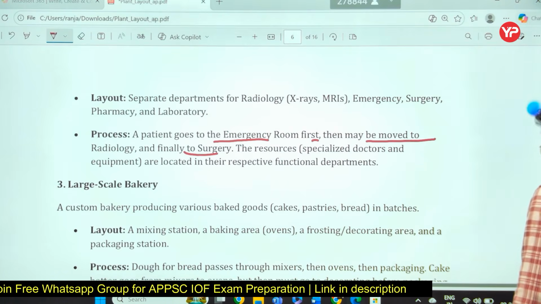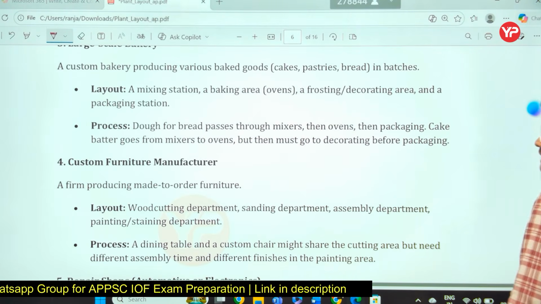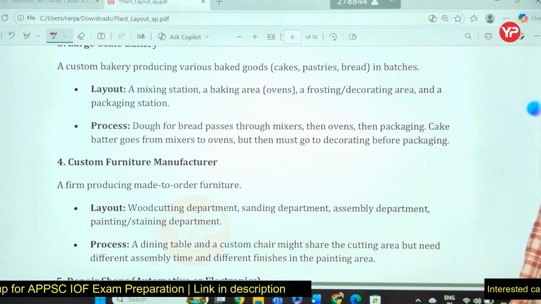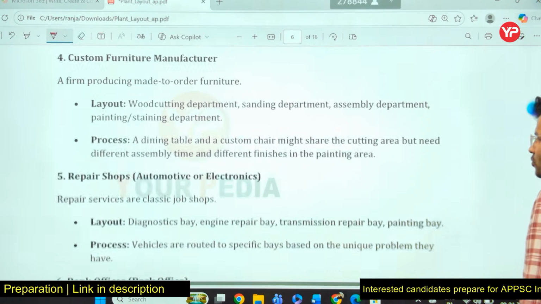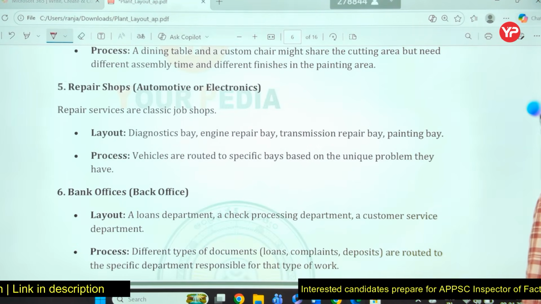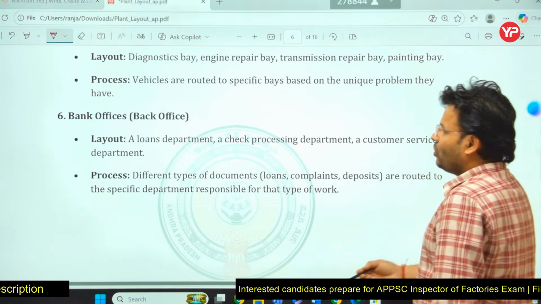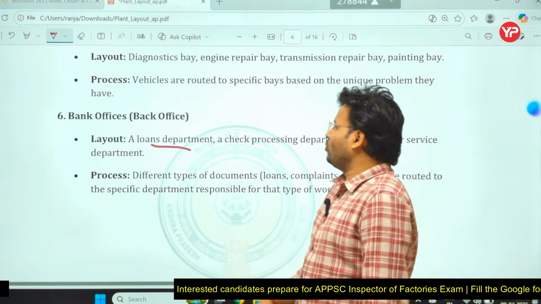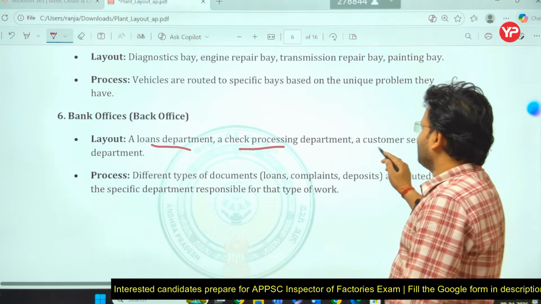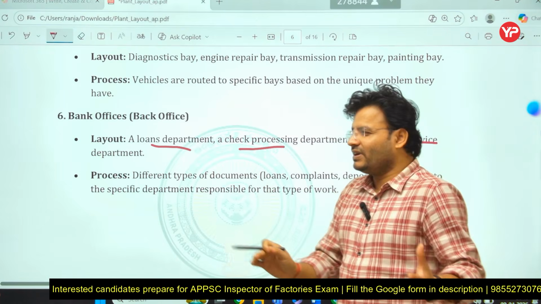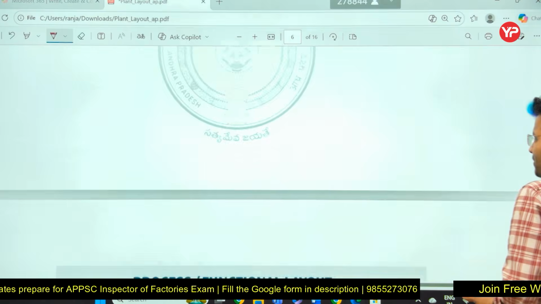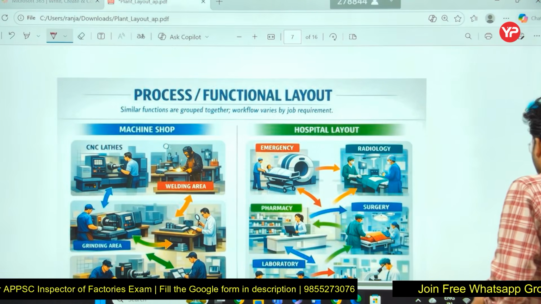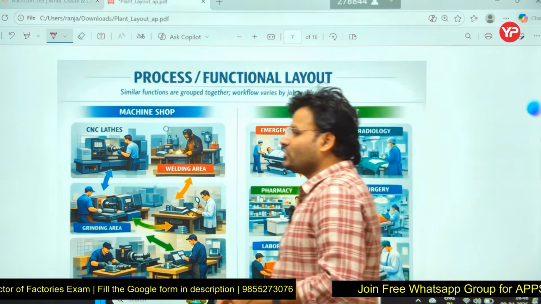Large scale bakeries also come in that category. Custom furniture manufacturing will come in it too. A repair shop, a bank office, all of that. A loan department will be there, a check processing department, a customer service department, all different. Even your college has an account department, all those things. So here we can see, my dear friends, the process or functional layout.